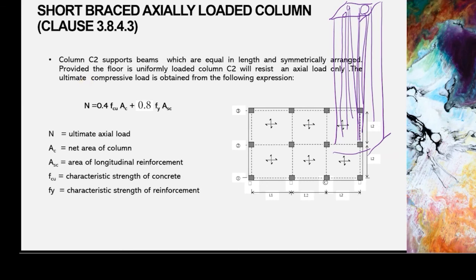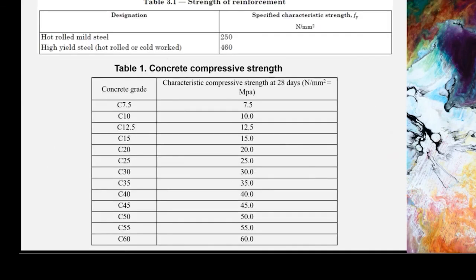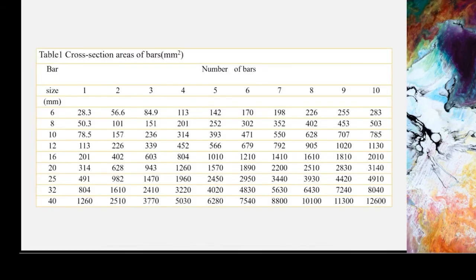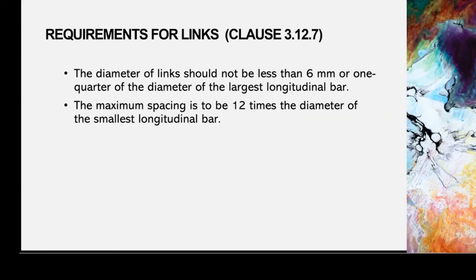In columns there are not many formulas. The strength of reinforcement is still the same: high yield steel and mild steel, 250 to 460, still the same. We are going to refer to this one also. And the concrete compressive strength is still the same. We are also going to use the same table, which is the cross-sectional area of bars, when we want to find the area of steel. There are requirements for links.